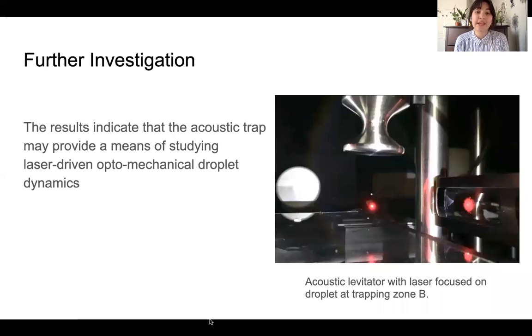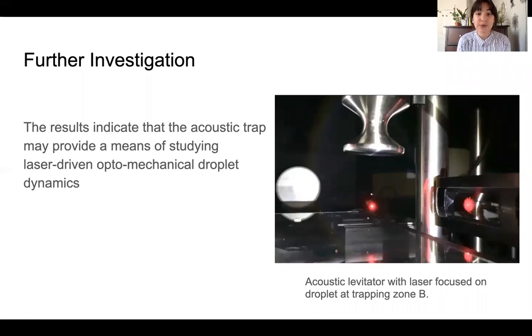These results indicate that the acoustic trap may provide a means of studying laser-driven optomechanical droplet dynamics. An equivalent radiation force from a laser focused on the droplet, 2 times the power over the speed of light, would require a laser power on the order of 100 watts. A more modest power of 10 watts would produce measurable results, affecting the oscillation amplitude and period.